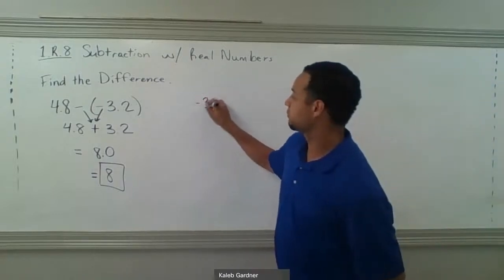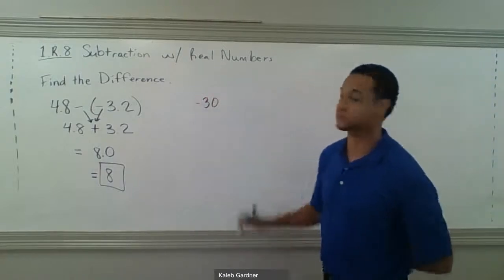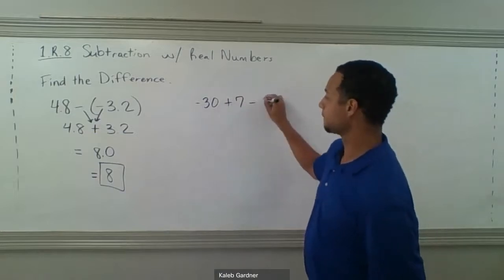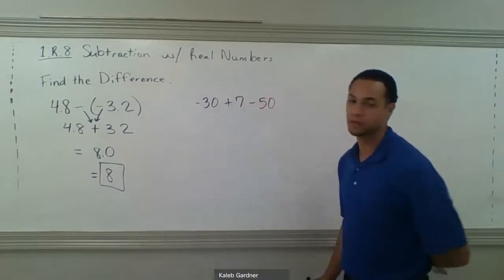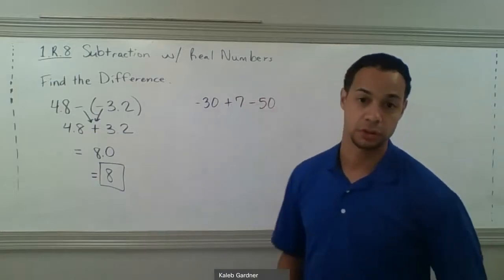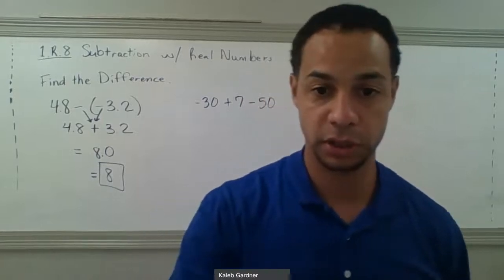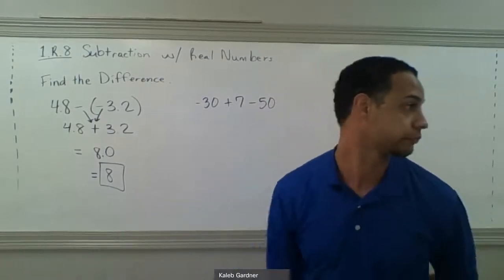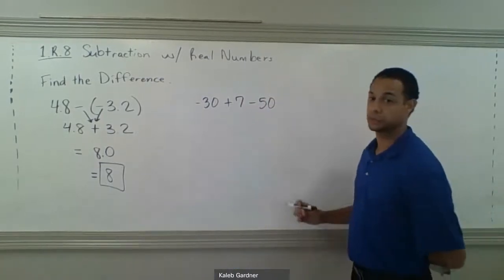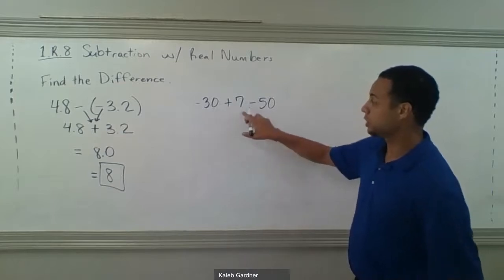Negative 30 plus 7 minus 50. All right, so let's find another difference. What in the world? This thing's trying to end the meeting in a minute and 30 seconds. Guess I gotta hurry.